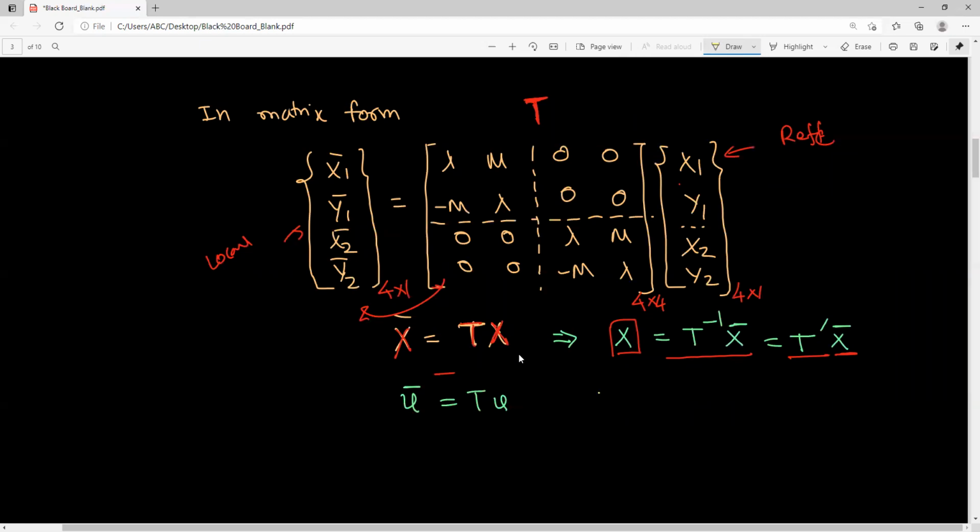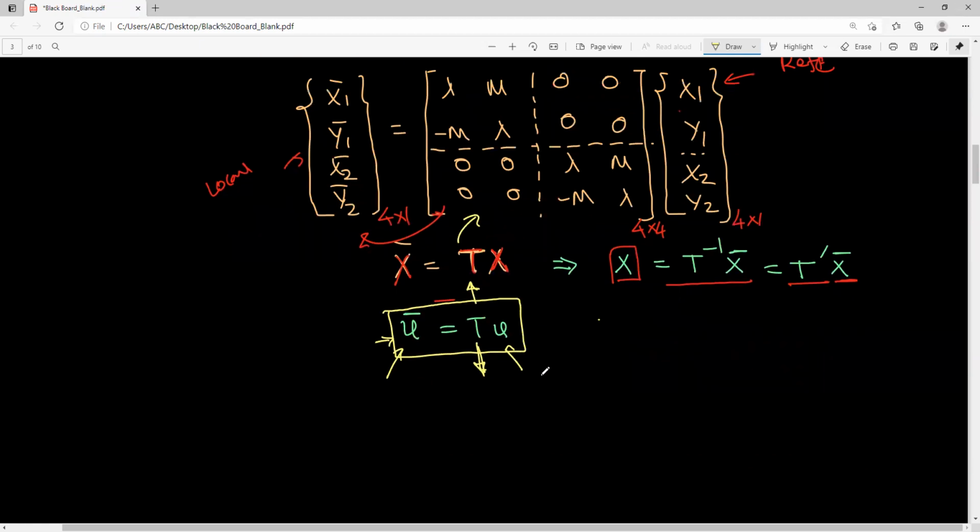A similar relation holds for displacement components as well. You can relate the displacement components in the local coordinate system with the transformation matrix, because they will also orient in a similar manner as the forces. So you can use the same transformation matrix even for the nodal displacement components. You may see here, this is the local coordinate system displacement and this is the global coordinate system displacement, and this transformation matrix remains the same as we have related with the forces.